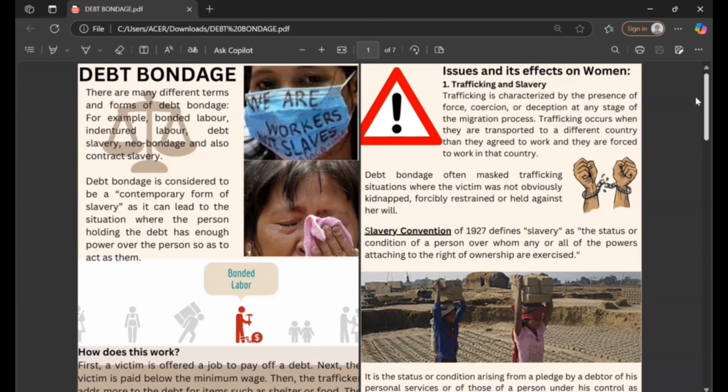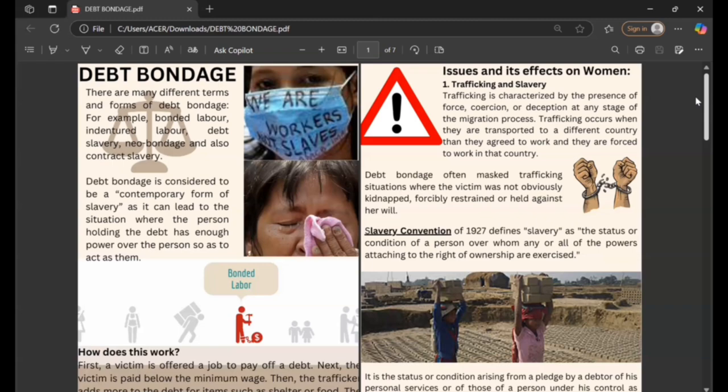So, what are the issues now and its effects on women? So, first, trafficking and slavery. Women, as one of the most vulnerable groups in society, lack financial stability in search of work, and when they turn into victims with excessive debt, they become trapped in bondage, and some agencies exploit them for sex or labor. So in the context of trafficking in women, debt bondage usually occurs when traffickers force women into prostitution to pay off the unlawful debt.